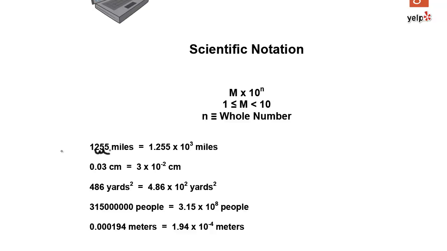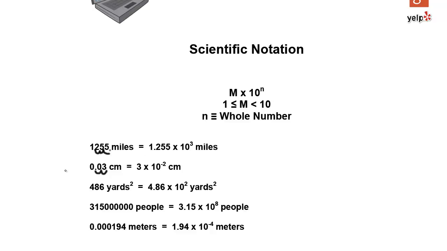See here, 0.03 centimeters. I'm going to have to move the decimal point to the right in order to get the value for m being greater than or equal to 1 and less than 10. But if I move it over just one place, that's too small. So I'll have to move it over twice. And that gives me 3 times 10 to the negative 2. See, now I have to use the negative because it's a smaller number. 3 times 10 to the negative 2 centimeters.